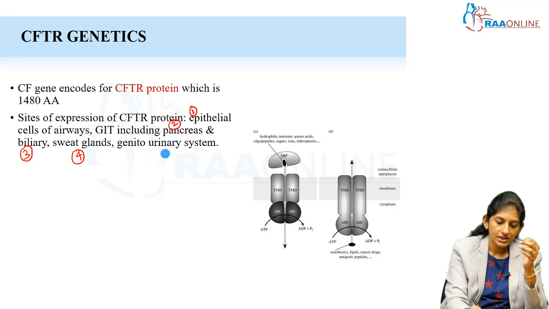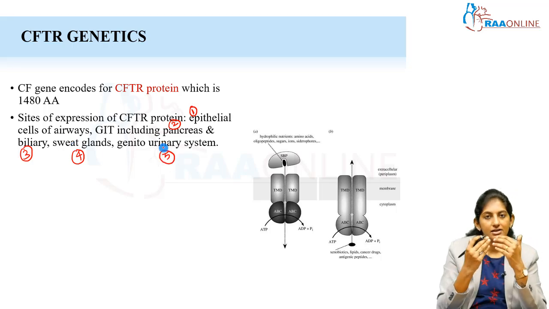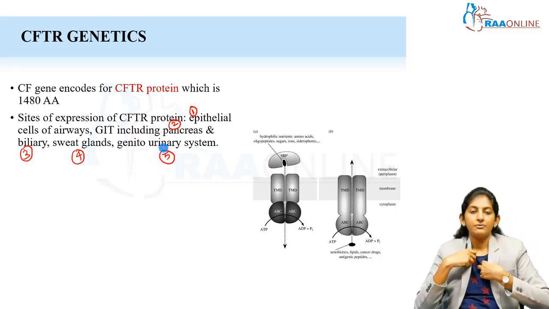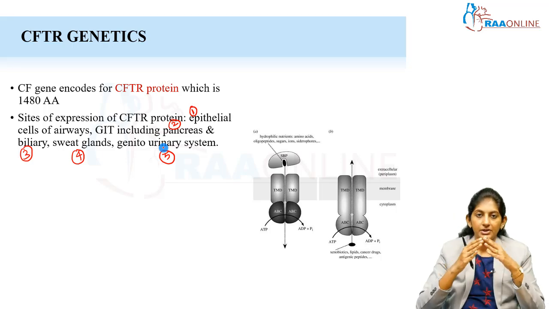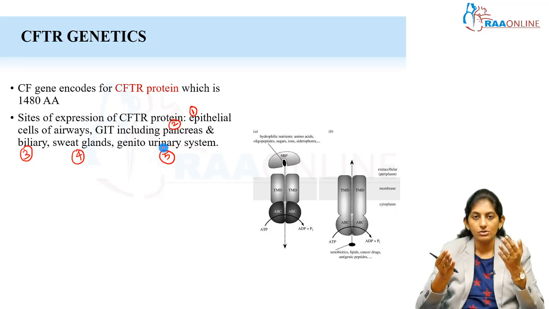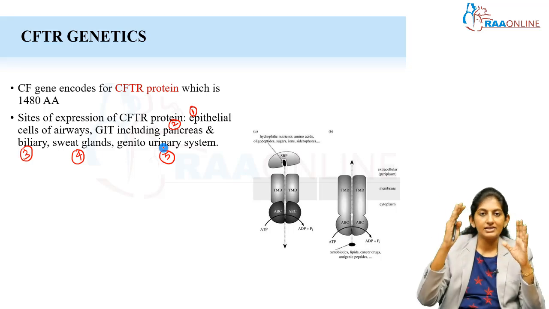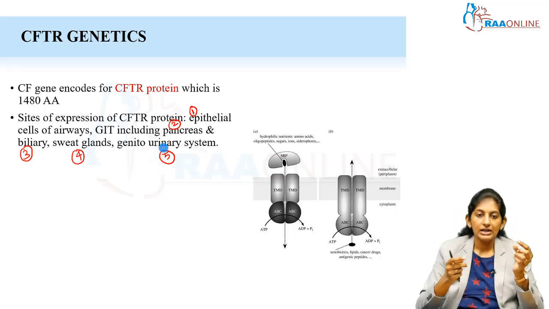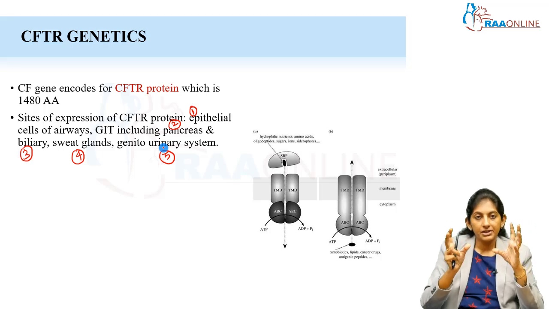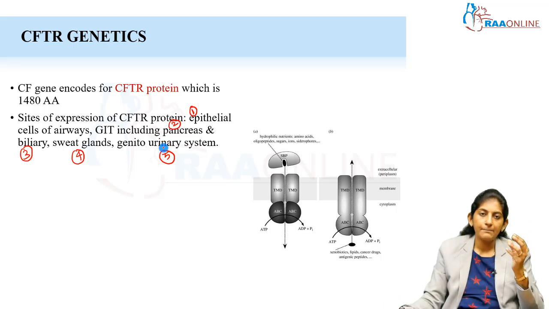It is expressed in the genitourinary system, so that can result in infertility. In males, infertility is because there is going to be a bilateral absence of vas deferens, and in females it can also result in subfertility. So now you understood where all the CFTR protein is expressed in the human body, and each has a different, not exactly the same function. Each has quite a different function.